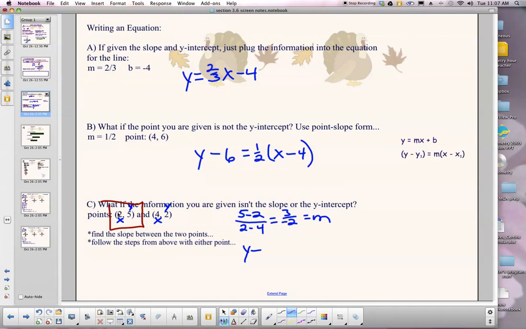Okay, I'm going to use this point, so I highlight it for myself, and so I do y minus y1. My y value is 5 equals my slope, which we just found out was -3/2, and then in parentheses it's going to be x minus, and my x coordinate is 2. So that would be the equation of my line. It would be y minus 5 equals -3/2 times the quantity x minus 2. That would be the equation for my line. If I don't get the slope, I have to find it and then plug it in.